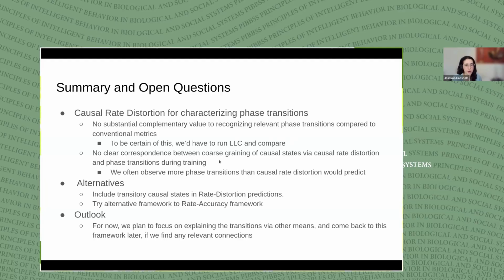We find no clear correspondence also between the coarse graining of causal states via causal rate distortion and the observed phase transitions during training. And I've suggested some alternatives just before, and those can be meaningful ways which one could look at if one is interested in pursuing this line of research. But for now, we will focus on other means to explain these transitions that we're excited about.